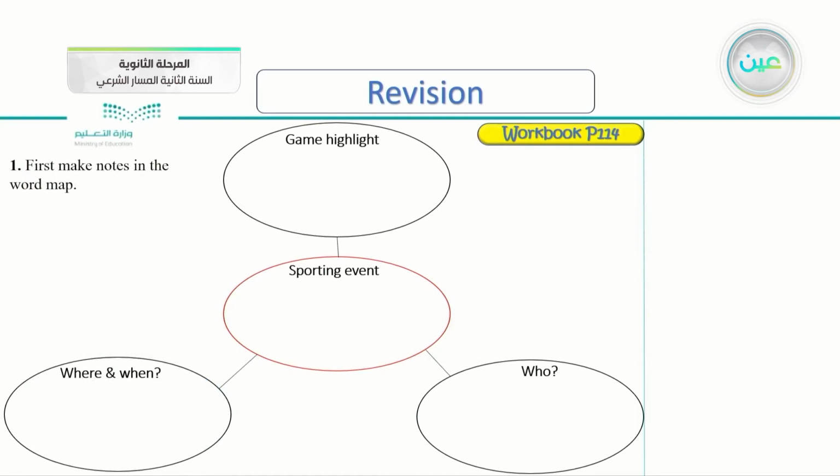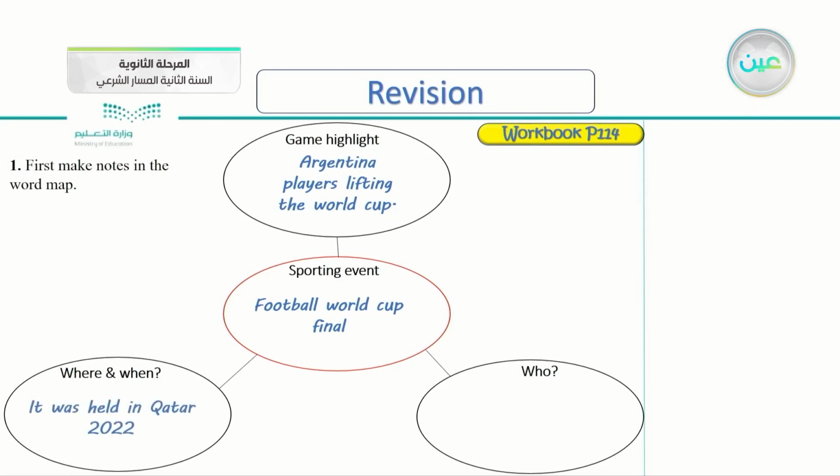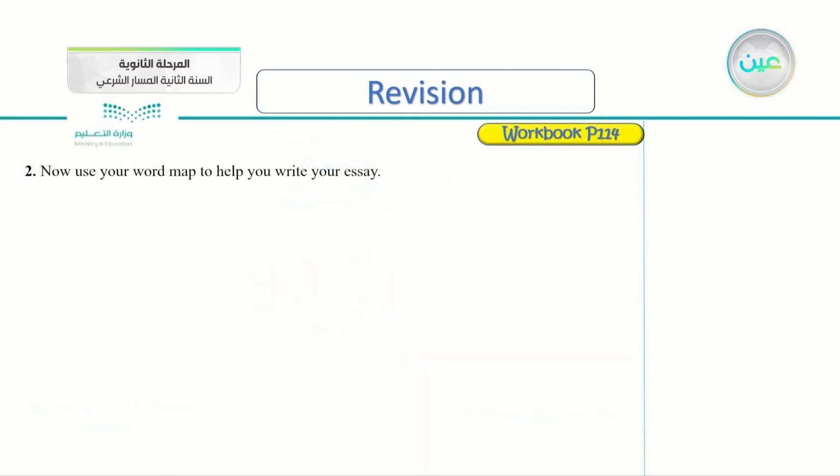So I made here, first, notes in the word map: sporting event, game highlight, who and where and when. So the sporting event is the football World Cup final. Game highlight, Argentina players lifting the World Cup. Where and when? It was held in Qatar, in 2022. Who? Between France and Argentina.